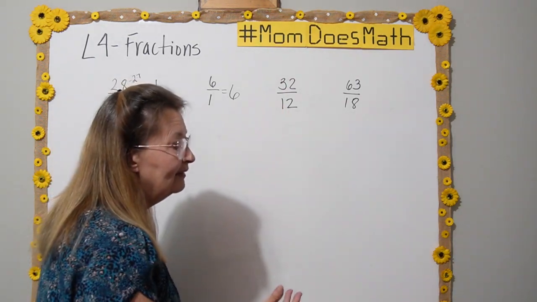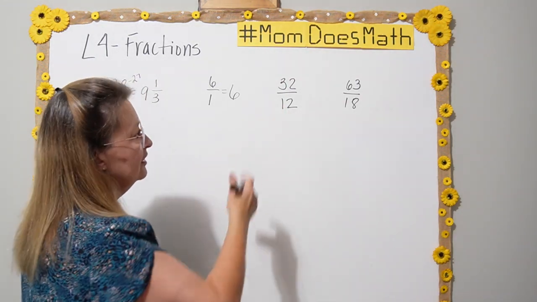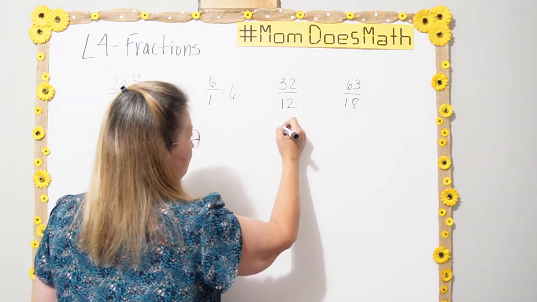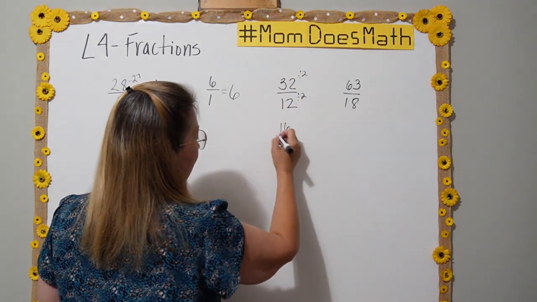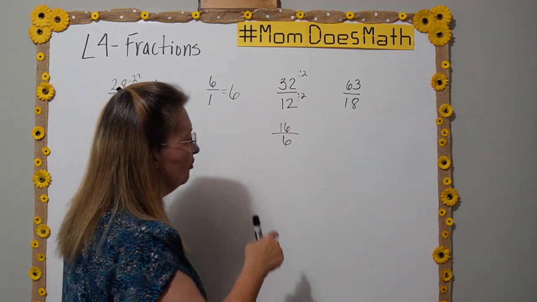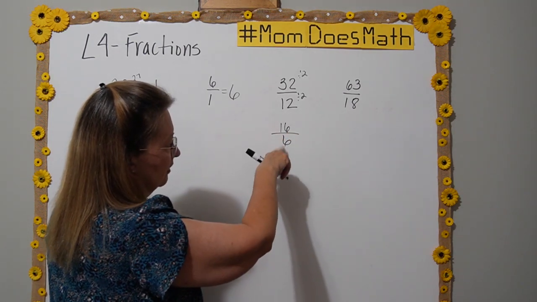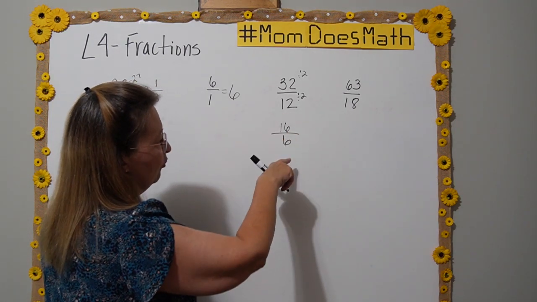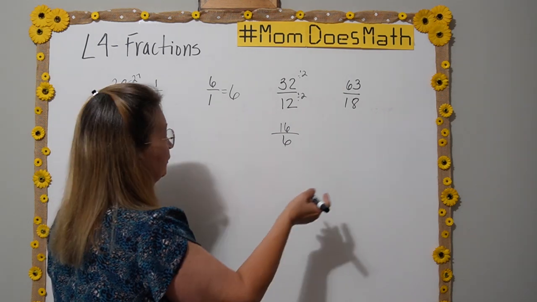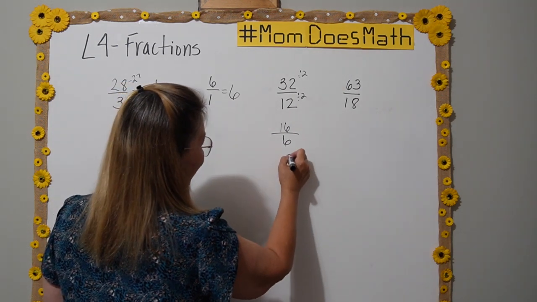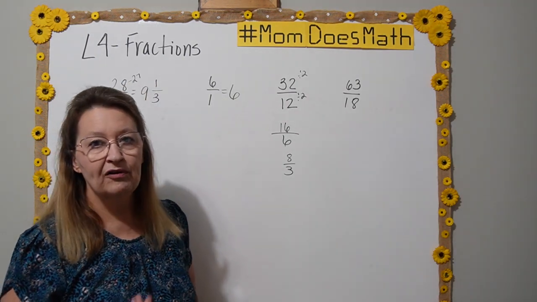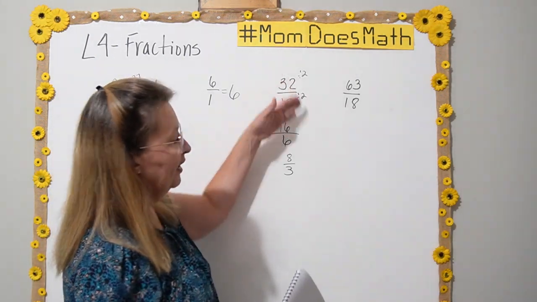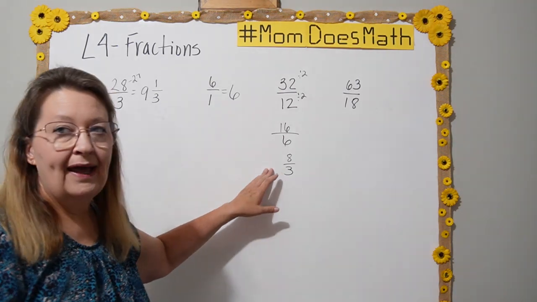Using the whittling method, I see they're both even. So I could reduce them down to 16, 32 divided by 2, and 12 divided by 2. Now it's still not lowest terms, because now what will go into both of them? 2 would go again, and that would be 8/3. You see how I just whittled on it? Now if you're smarter than me, you could have divided by 4 in the first place and gotten 8/3.